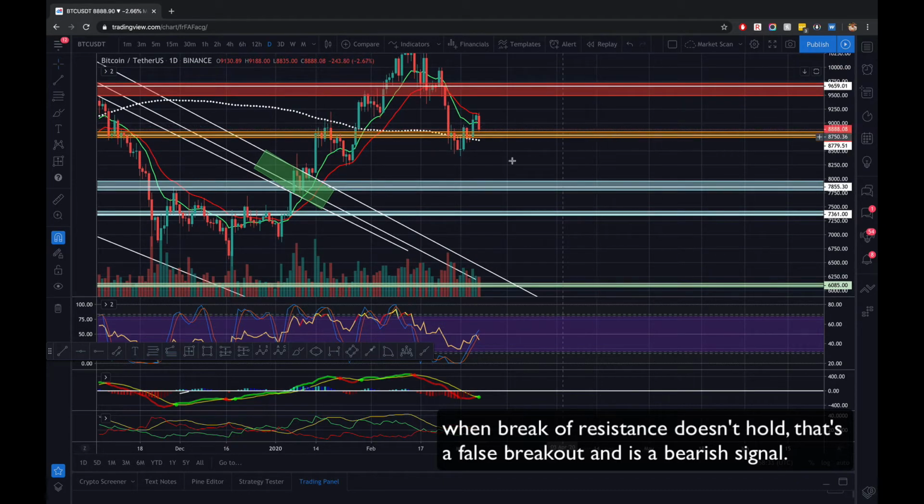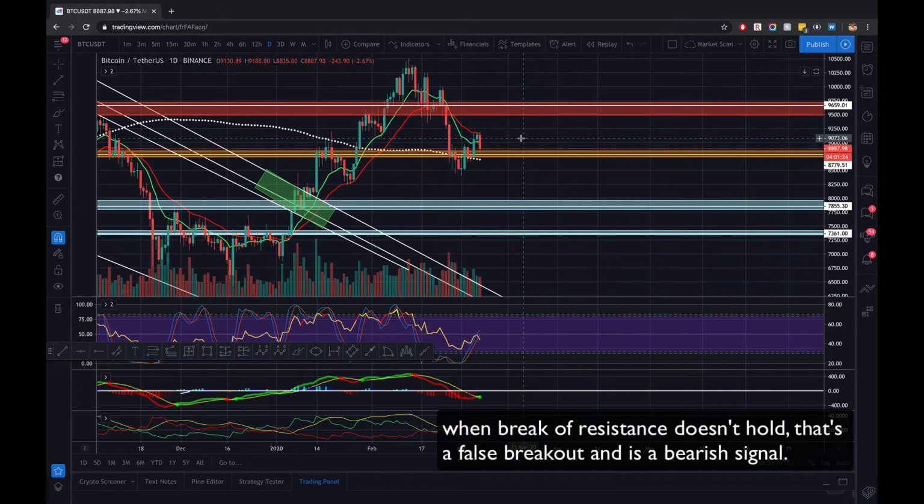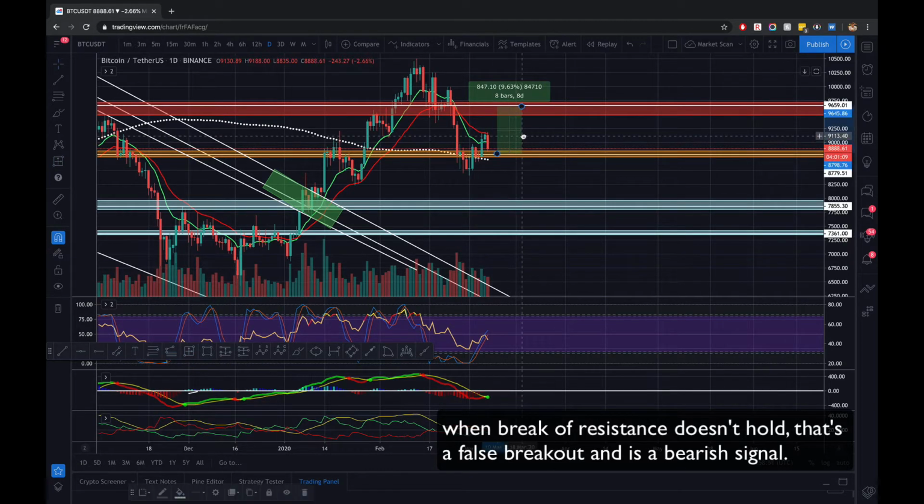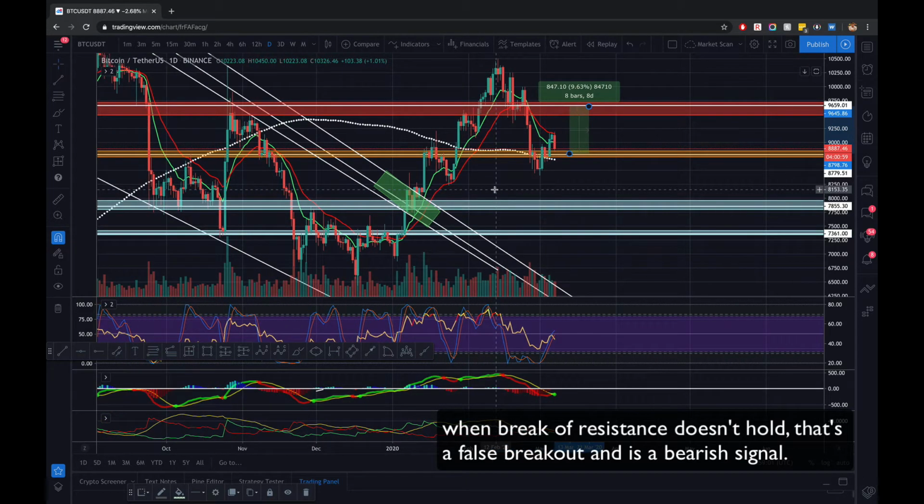The thing that I do like about this is that it's at the support. So we might have an 8-9% gain from the support because it's above the 200 MA. It's above the support. It's basically at the support right now. So it's not the worst time to buy.